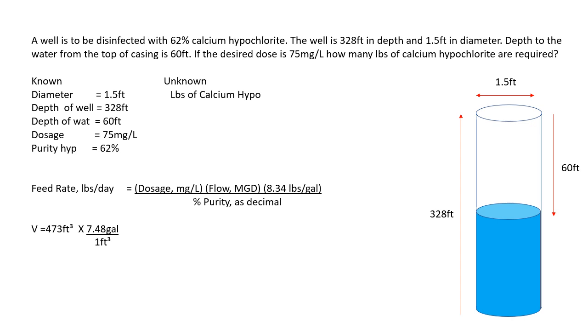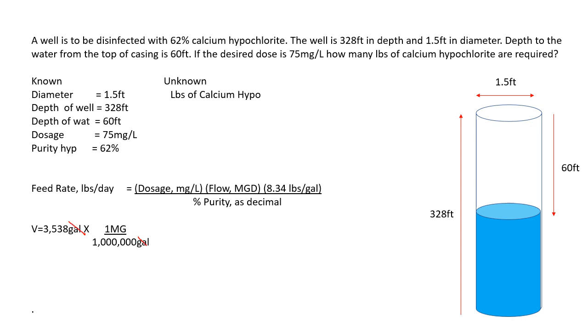There are 7.48 gallons in a cubic foot. So we're going to multiply the 473 cubic feet by 7.48 gallons over 1 cubic foot. Your cubic feet and foots will cancel out, and it's going to leave you with gallons. You do your math, you're left with 3,538 gallons. Now, our pounds formula wants our volume in million gallons, so we're going to have to convert this to million gallons. There are 1 million gallons in a million gallon, so the gallons will cancel out.